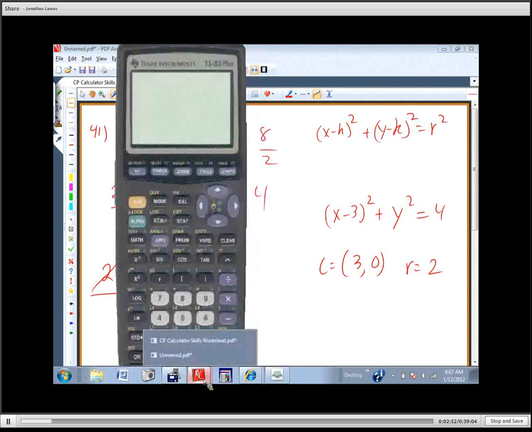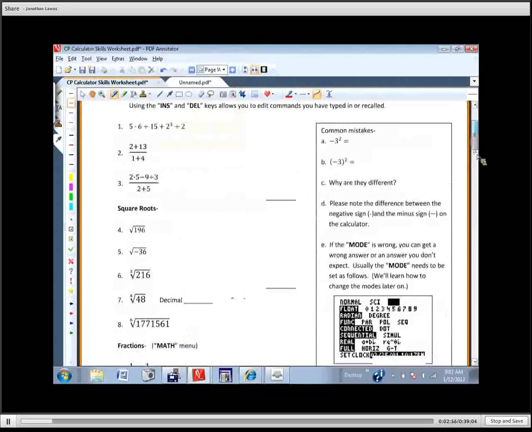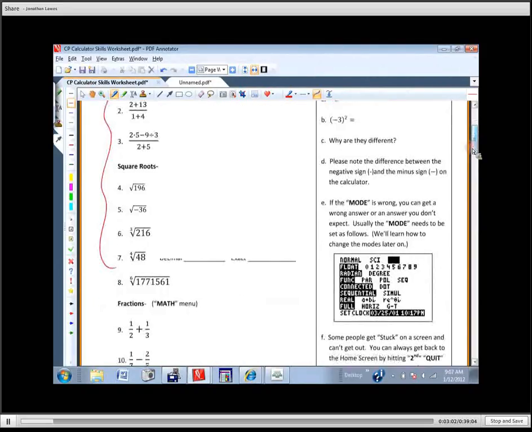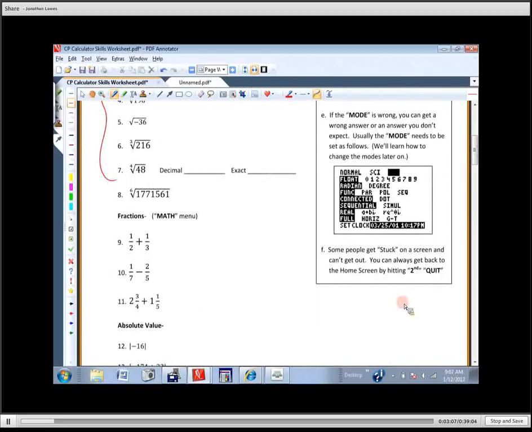Let's take a look at that calculator worksheet, and if I remember correctly, we left off, we had done all the way down to here. I don't think we did number 8, but we did go over here and we did look at everything in this box. We finished by talking about if you get stuck somewhere, if you're in a menu or you're not quite sure what's going on, you can always get back to the home screen by hitting second quit. Okay?